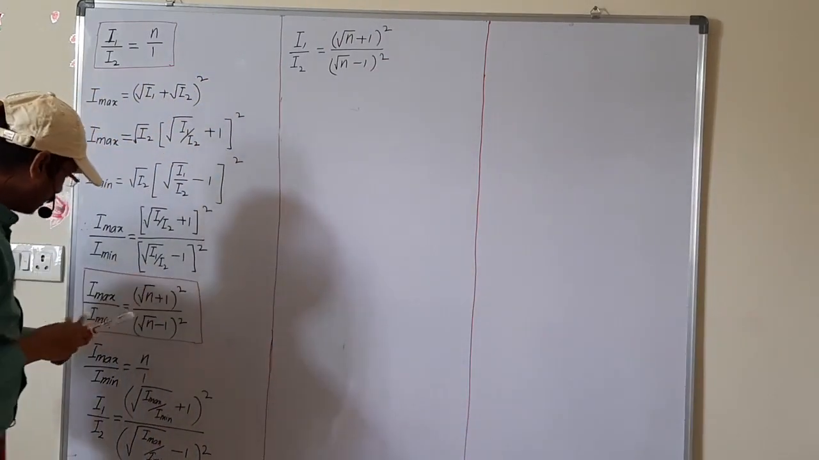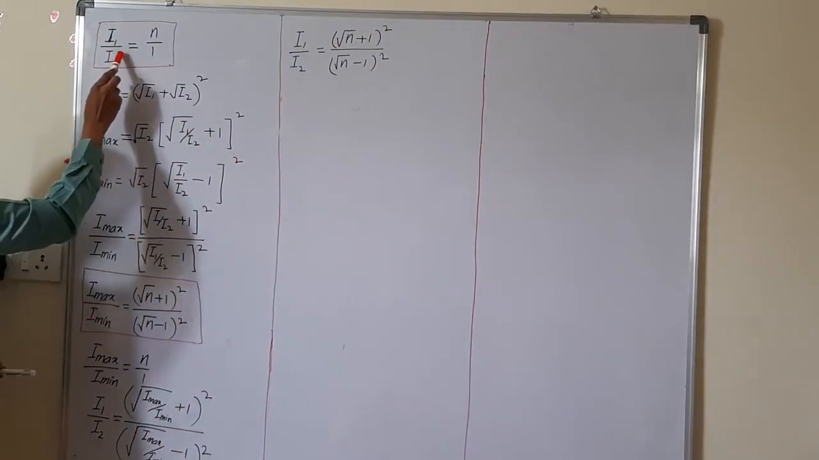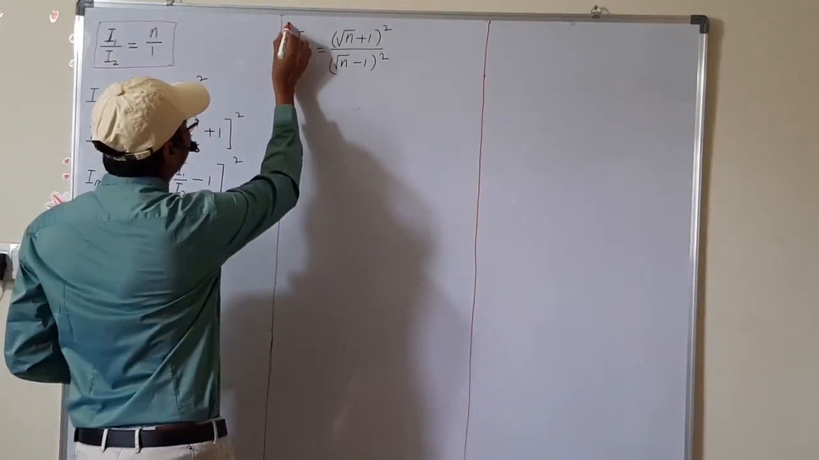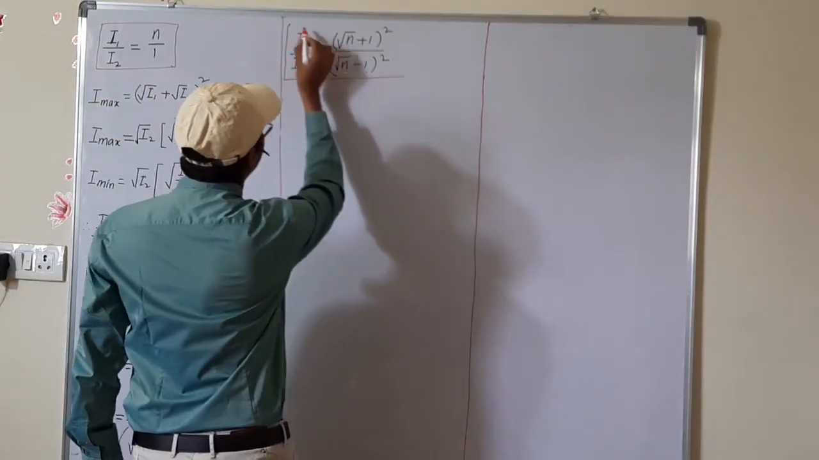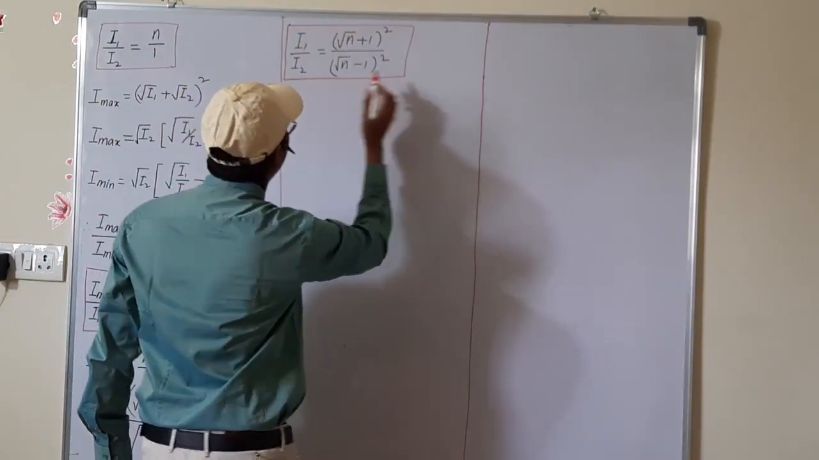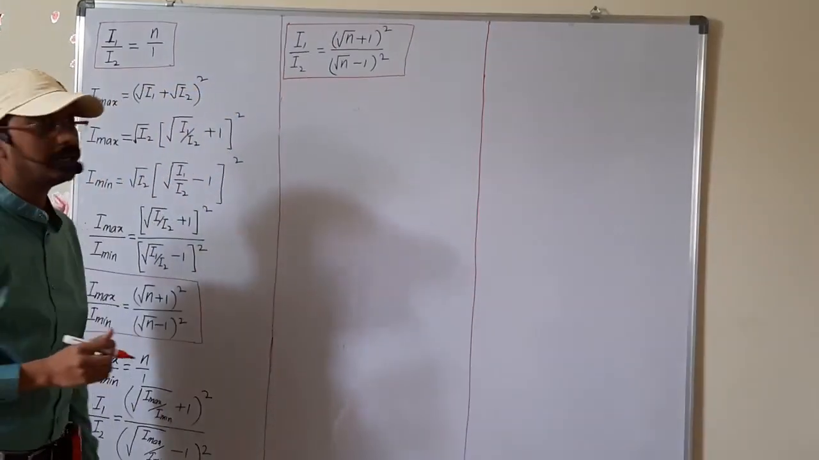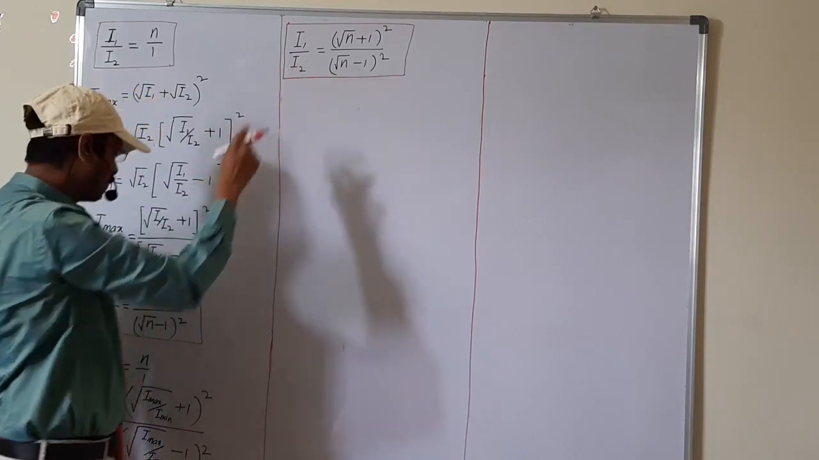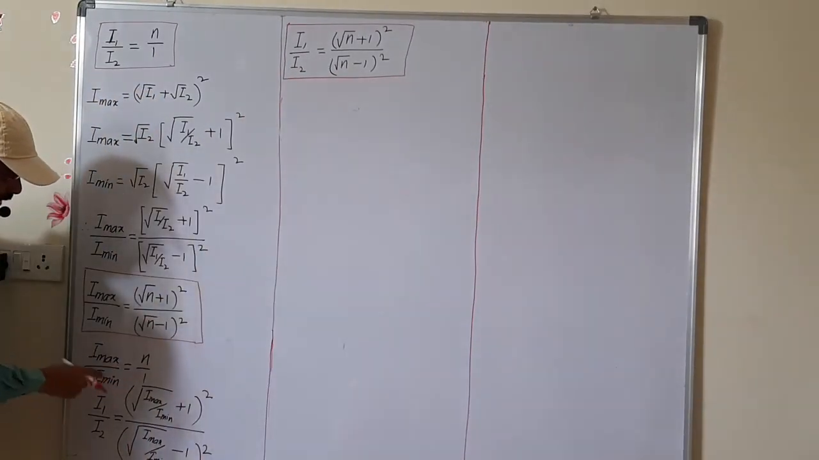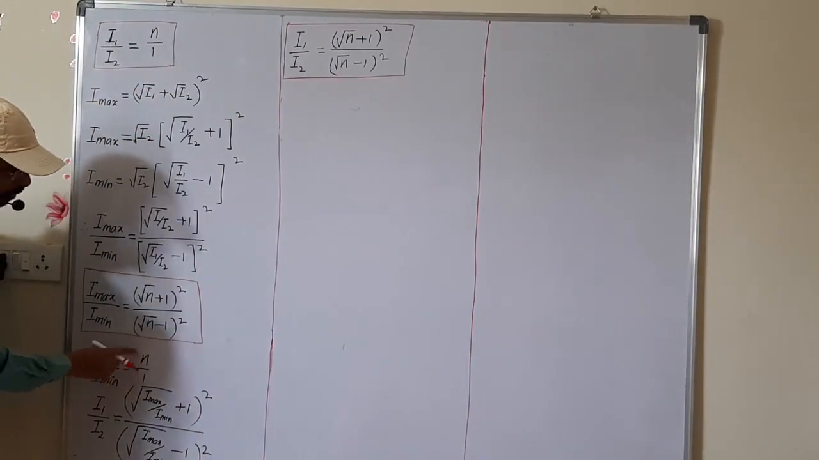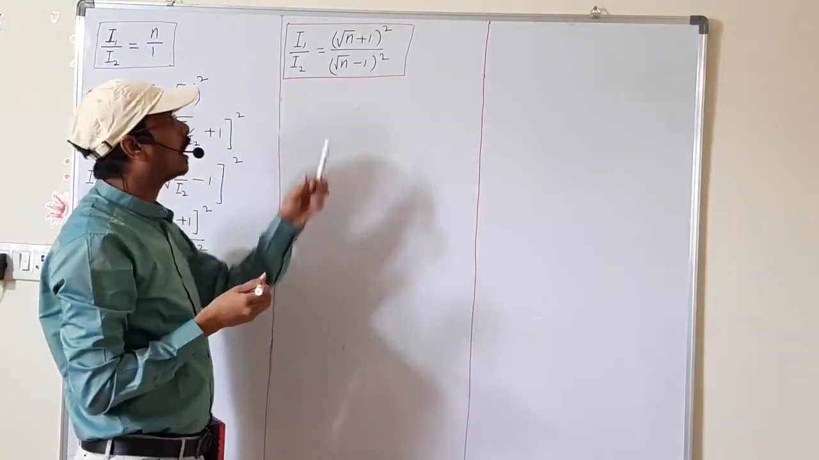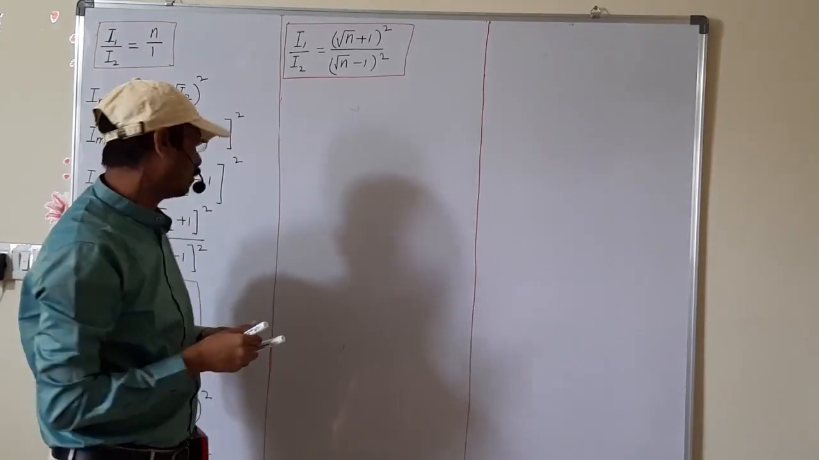To find the maximum intensity, given in terms of ratio, we have to use this formula. The same formula for the maximum intensity is given in terms of ratio to find the individual intensities, then also we can use this formula. You should remember n is nothing but the ratio of maximum and minimum value, n upon 1. N is a ratio. Whatever ratio they give, according to that we have to find out.